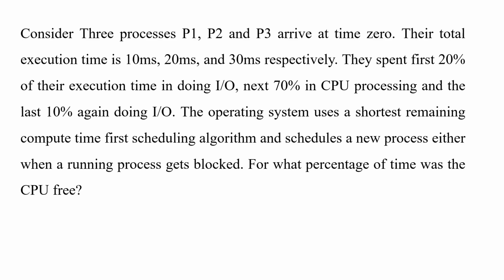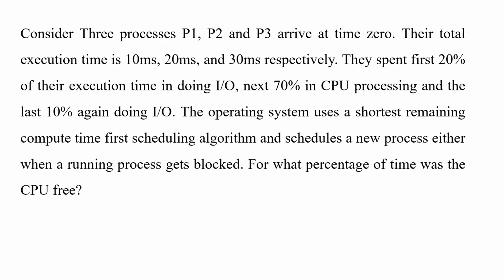Consider three processes P1, P2, P3, that all arrive at 0. The total execution time is 10, 20, 30 milliseconds respectively. The first 20% of work they spend on IO, the next 70% on CPU, and the last 10% doing IO again. Here they have given a note: the OS uses shortest remaining time first scheduling, that is the SJF preemptive version, right? The algorithm schedules a new process whenever the running process gets blocked. That means this is a statement defining it as preemptive, right? Next, what they are asking is: for what percentage of time was the CPU free?